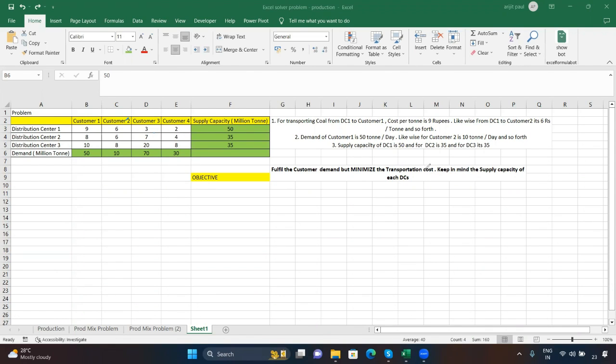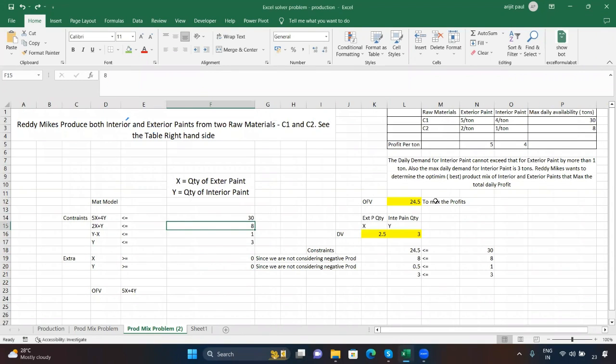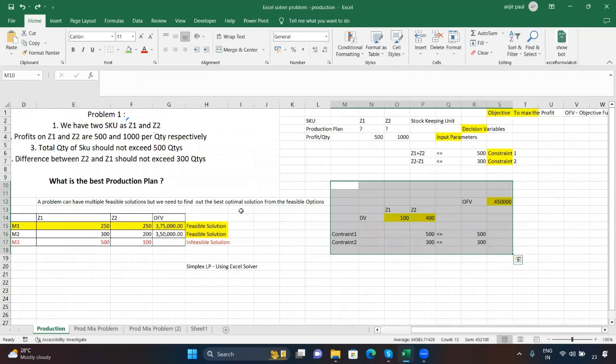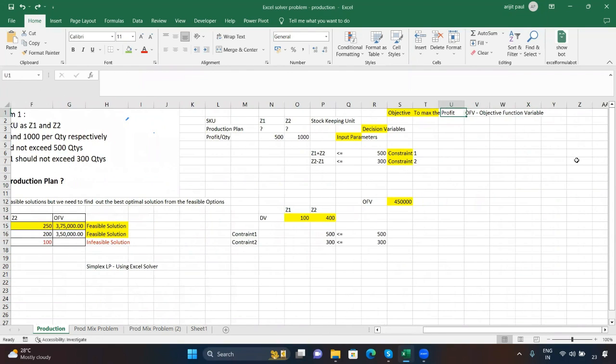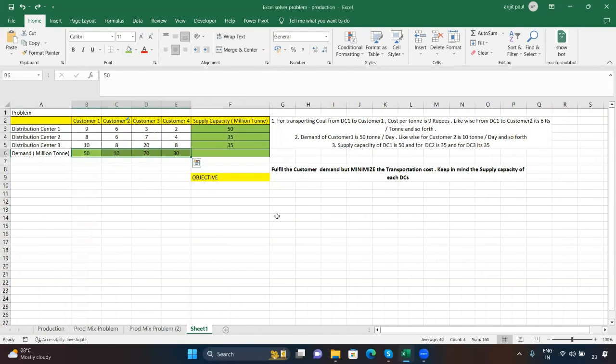So as of now, whatever the problems we saw in our previous classes, what was the objective? The objective was to maximize the profit. So there we created a model where we maximize the profit. Similarly, in our first session also, we solved one problem, and the objective of that problem also was to find out the maximum profit. But here, we need to find out the minimum transportation cost by keeping all these things in mind.